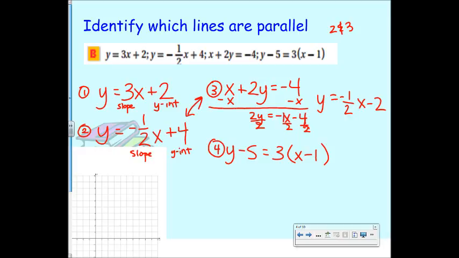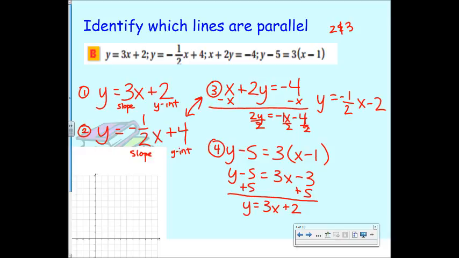All right, and then last but not least, what do I do to get y by itself here? This one's easier. What do I do to get y by itself here? Distribute the 3. So y minus 5 equals 3x. And then what do I do with the 5? Add 5, add 5. And you end up with y equals 3x plus 2. Very good. All right, is this parallel to either one? Yes. Number 1 and 4.